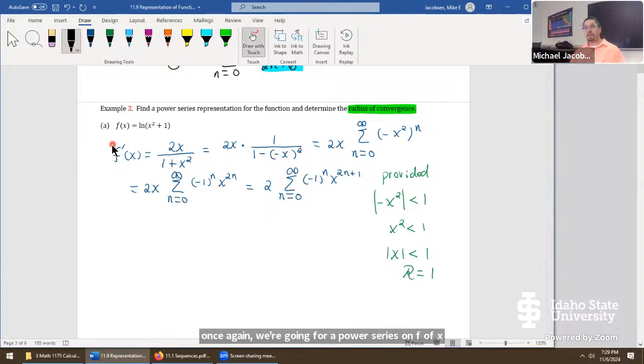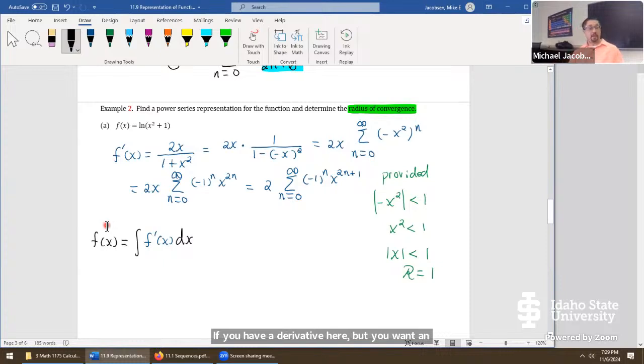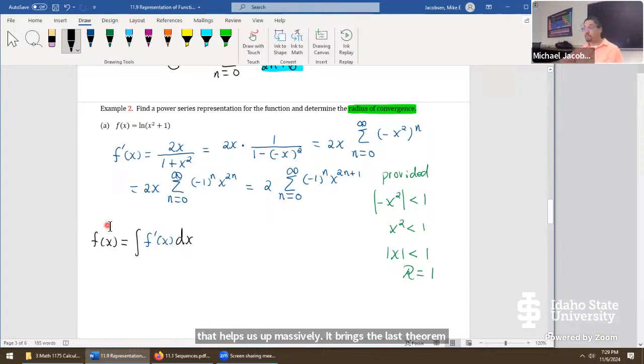But actually, this is a weird little issue that we looked at on the very first day of class. On the very first day of class, we mentioned f of x is equal to the antiderivative of f prime of x dx. So that's a nice little formula, essentially saying if you have a derivative here, but you want an antiderivative of the derivative, you're talking about the original function. That helps us massively, and it brings the last theorem onto the table now, because f prime of x we have written as a power series.